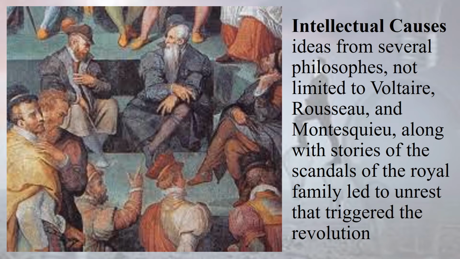Intellectual causes of the French Revolution. You have ideas from a lot of different philosophers: Voltaire, Rousseau, Montesquieu. A lot of the Enlightenment thoughts were kind of controlling the direction of everything that was going on. You have major scandals of the royal family, all the affairs being had by Marie Antoinette. They were no longer this group of people that you aspired to be, but they were kind of jokes and laughing stock, so it made it easier to overthrow them.